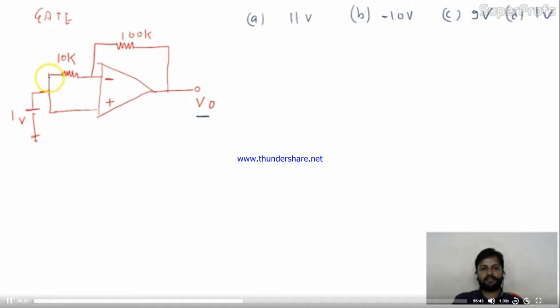So friends, here also 1 volt, here also 1 volt. Is it okay? So 1 volt at the positive terminal will come over here also. This voltage is also 1 volt. This is the virtual ground concept. If this is 1 volt, I can apply nodal analysis over here. This 1 minus 1 divided by 10K, there is no potential difference. Definitely current will be 0 over here.